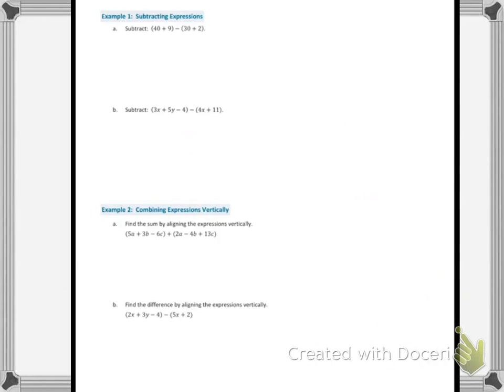Okay, now example 1 is asking you to subtract expressions. These problems are going to start looking a little more and more confusing maybe, or a little more complex, but they truly don't have to be that much more complex if we just apply the rules and apply our new knowledge to all of this. Okay? So here there's a couple of ways to do this. One way I find a lot easier than the other, which would be this.